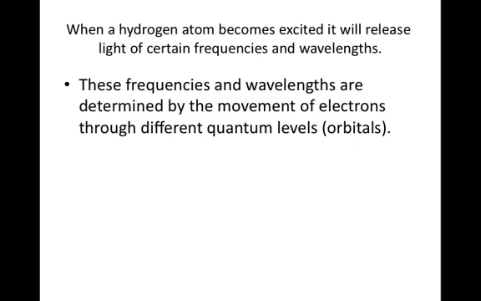When a hydrogen atom becomes excited, it will release certain frequencies and wavelengths of light. Okay, we saw this with our atomic emission spectrum. Now we're going to figure out exactly why it releases the frequencies of light that it does. These frequencies and wavelengths are determined by the movement of electrons through different quantum levels. All right? So, when the electron jumps up to a quantum level and then jumps back down, it will release certain wavelengths of light. So let's see what wavelengths of light that a hydrogen will emit.